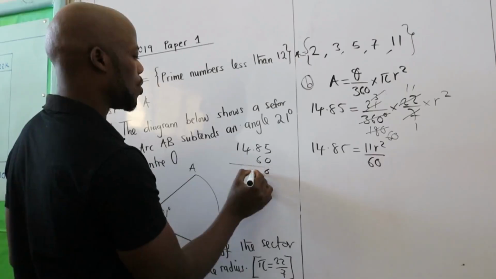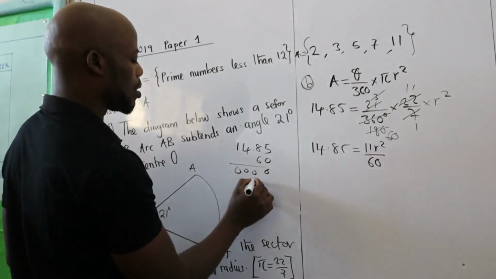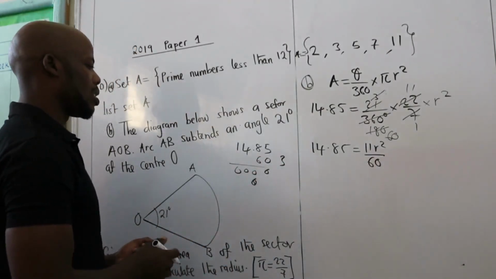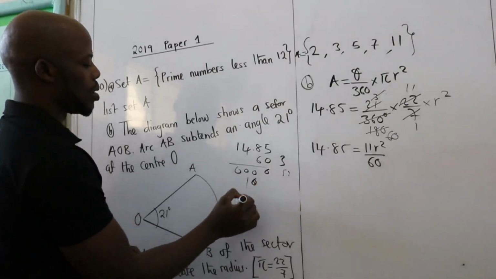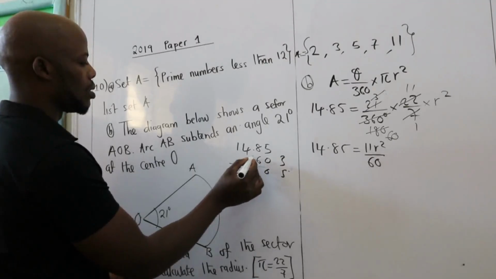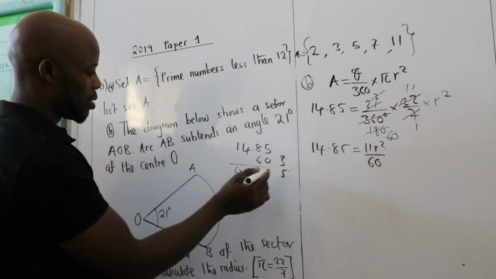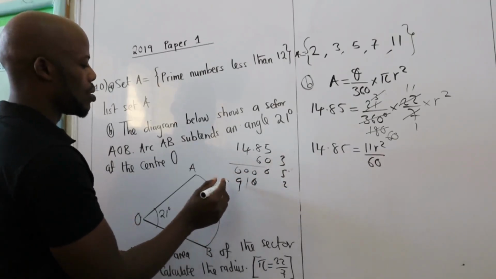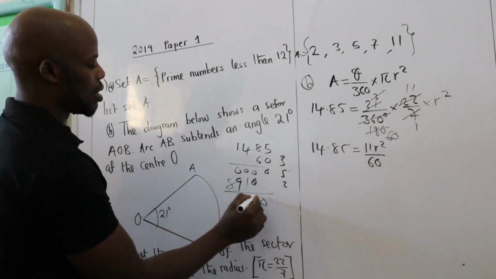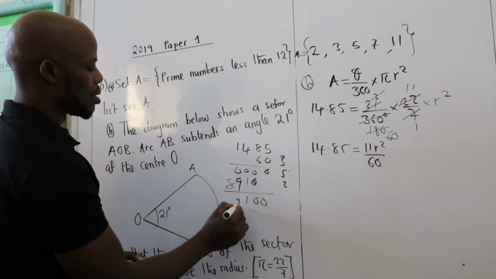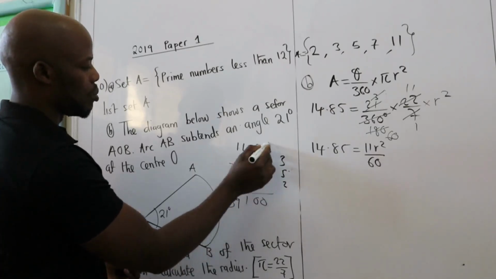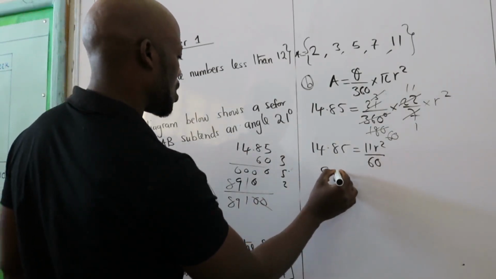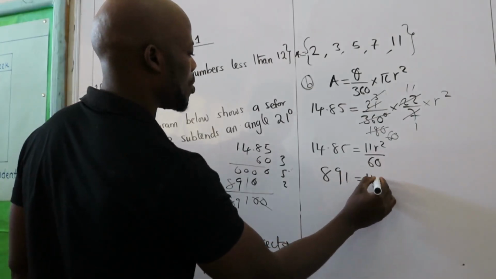This one 30, 0 remainder 3. This one 40, 48, 49, 50, 51. It's 51. So 1 remainder 5. So 6 times 4 is 24 plus 5. It's 29. 9 remainder 2. This is 6 plus 2 is 8. So when you add, we have something like this. So how many decimals? 1, 2. So I mean these zeros will come out. So we have 891 is equal to 11 r squared.